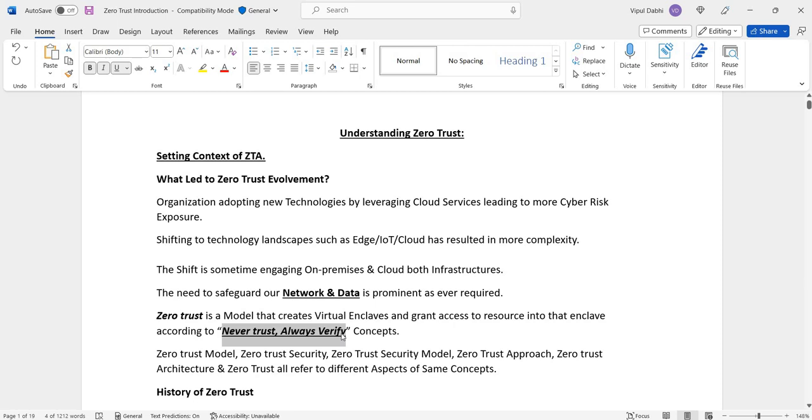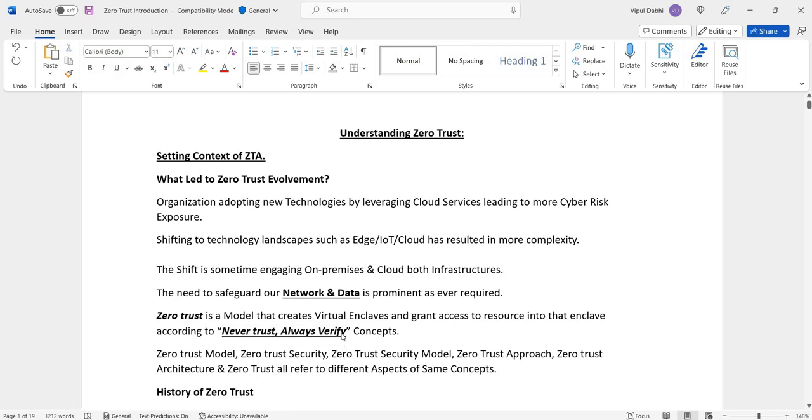So basically, in zero trust, we create some enclaves, partitions, or segregation, and based on the access, we grant access to the resources which are part of that enclave, okay? So we first create an enclave and we have resources in that enclave, and we grant access to those resources within the enclave based on the permissions which are assigned to the entity, whereby they will get access to the resources within the enclave.